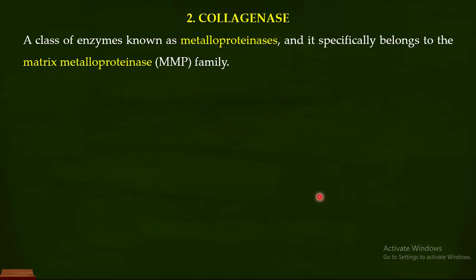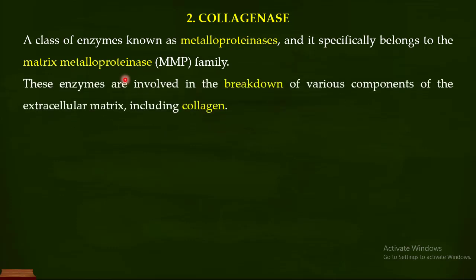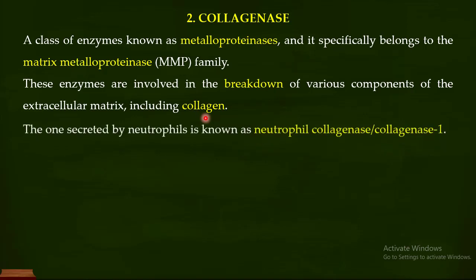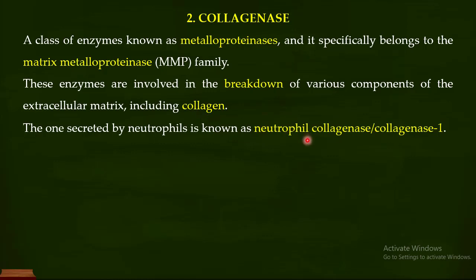When you look at the human body, you are going to find a lot of metalloproteinases, but the ones that are involved in the degradation of or acting on the matrix proteins are known as the matrix metalloproteinases. So this collagenase belongs to this family of matrix metalloproteinases. Now, these enzymes are involved in the breakdown of various components of the extracellular matrix, as I've told you, including collagen. And the collagenase that is secreted by the neutrophils, or you can say the one that is present in the secondary granules of the neutrophils, is known as neutrophil collagenase.